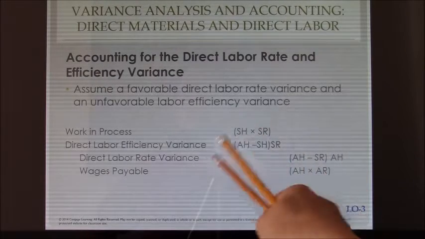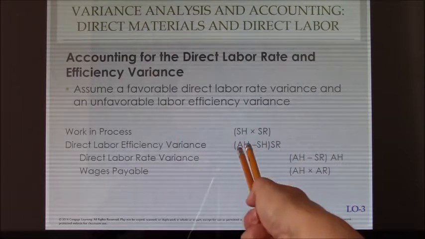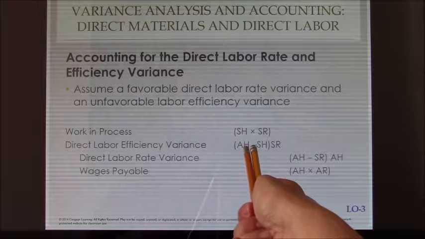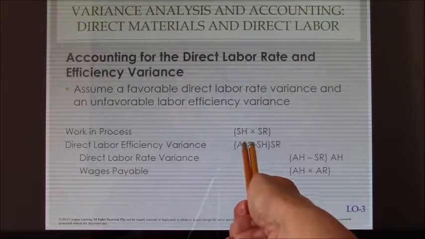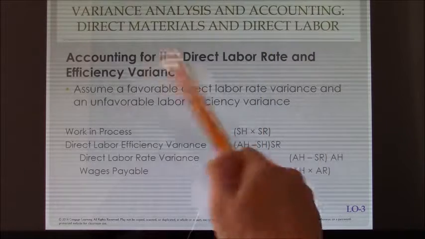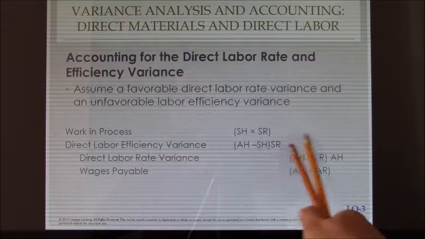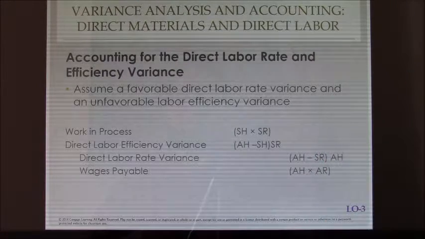Your variances right here, this would be an income decreasing variance. So if you had an unfavorable variance, either for efficiency or rate, it's going to be a debit. If you have a favorable variance, either for efficiency or rate, it's going to be a credit.